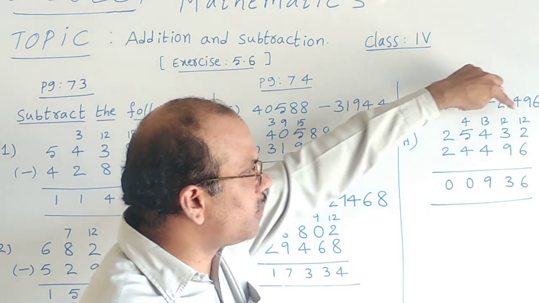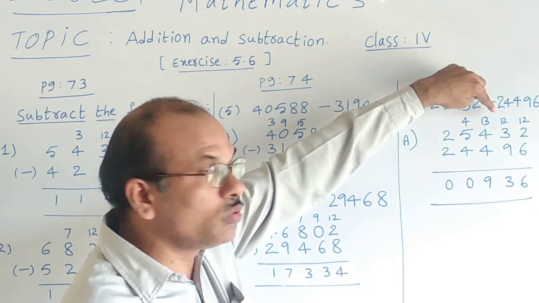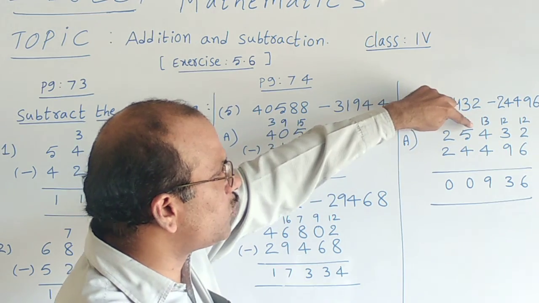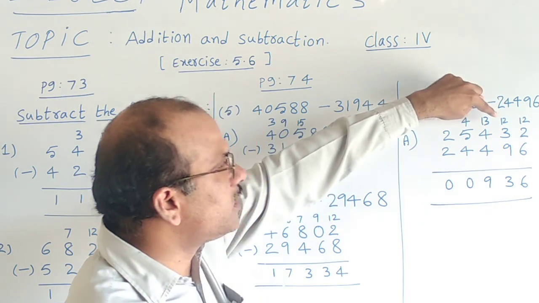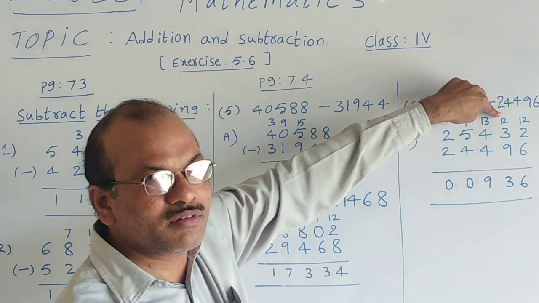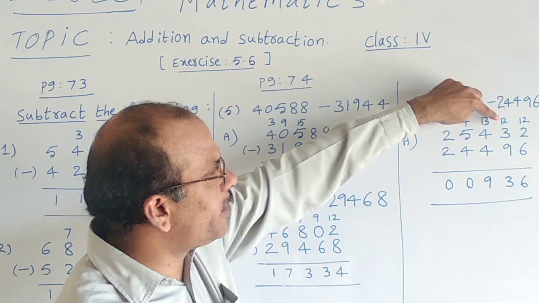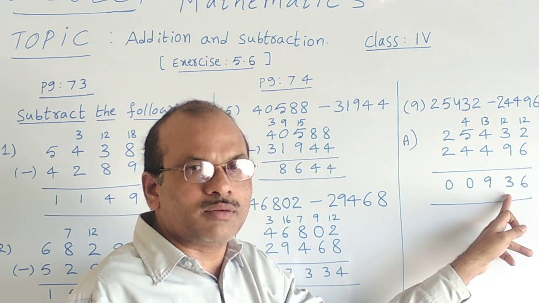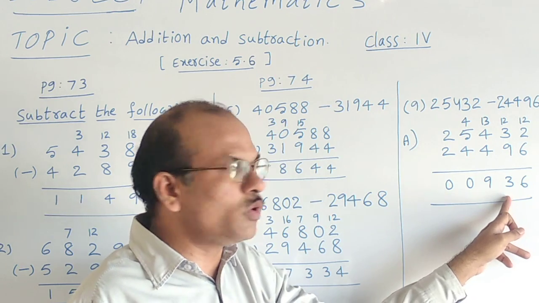Here also 3 given borrow. So 3 becoming 2. From 2 we cannot subtract 9. Then borrow should be taken from this 4. That 2 and this borrow 10, 2 and 10 gives you 12. Am I correct? 12 minus 9 becoming 3. Do you have some clear information on this?